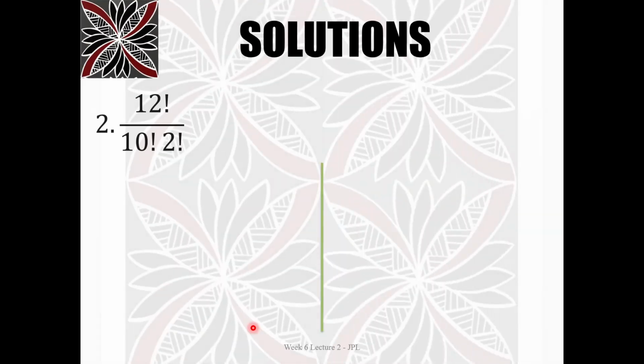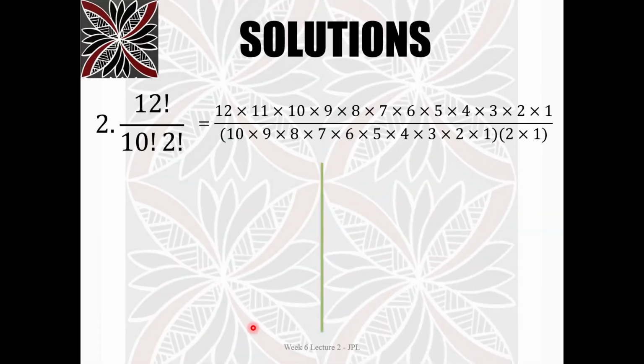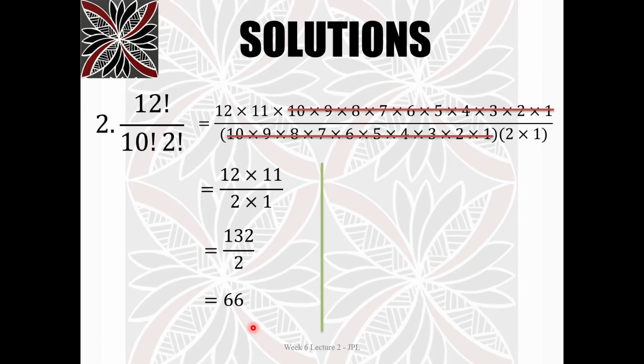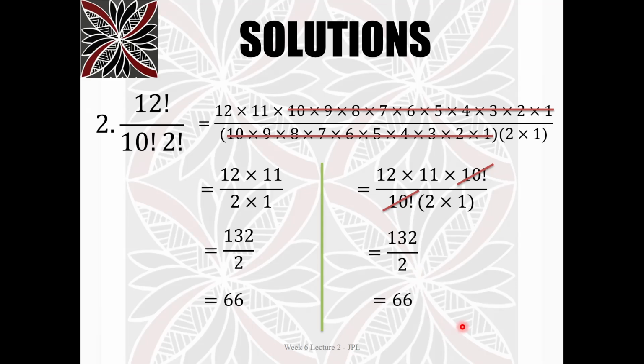Same case with this. I can either expand everything out and then simplify the common ones, and I get the answer of 66, or I only expand up to 10 factorial, because 10 factorial is inside 12 factorial. If you expand 12 factorial, you get 12 times 11 times 10, and you stop there, then you put a factorial to stop it. And now you can simplify the 10 factorial, leaving you the same answer of 66.